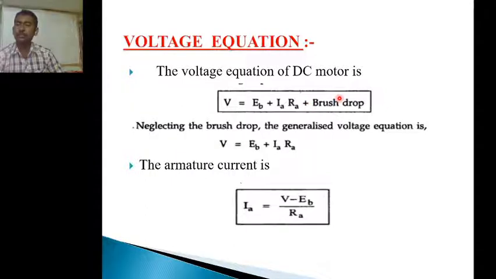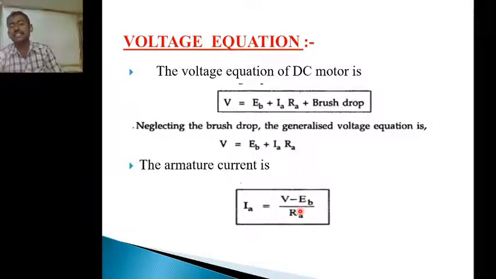If you neglect the brush drop voltage, then the generalized equation for the DC motor is V equal to EB plus IARA. From this, armature current is equal to V minus EB by RA.